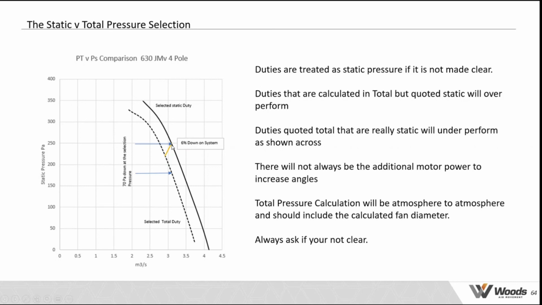So that would mean that we'd be on a system line, we'd be 6% down. But if you had a definite requirement at that volume, you'd be 70 pascals down. So it depends how important that is to your system. And the way you know if it's an atmosphere to atmosphere calculation is that there will be, for total pressure, a stated diameter somewhere in that calculation. So always ask if you're not clear, because if we decided, for example, that we select in total always, then that's the sort of error you might get at site if it's a static pressure duty.